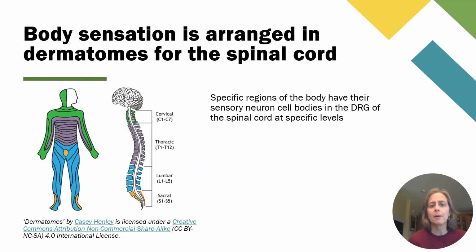Remember also when we talked about the spinal cord, we talked about dermatomes. So our body sensation, depending on what part of the body it is going to, those nerve fibers, those axons, are going to enter the spinal cord at specific levels. For example, I know that sensation from the belly button is going to come into the spinal cord at around T10. So I know that that's where those sensory axons are going to travel. So it's all organized according to body parts, which is kind of cool.